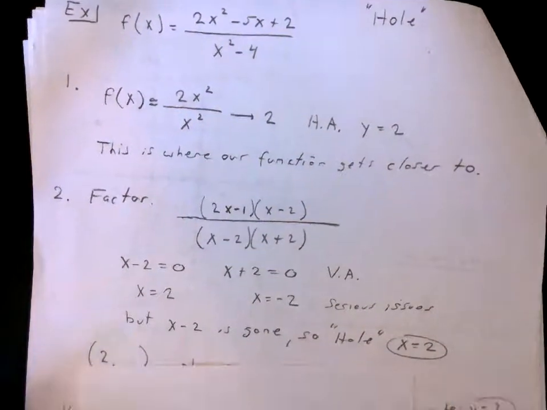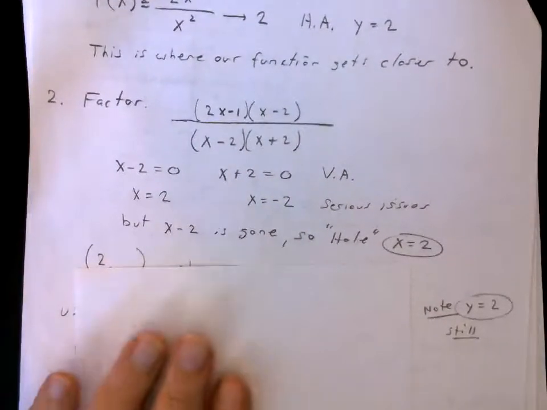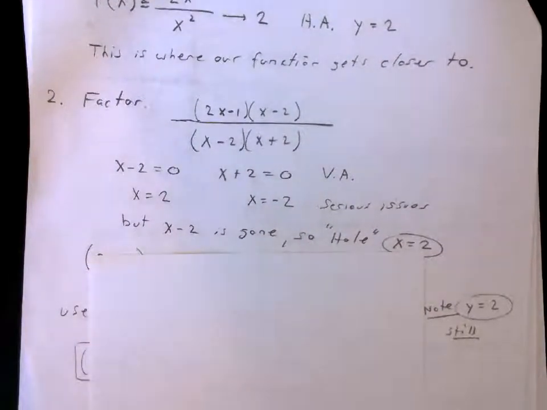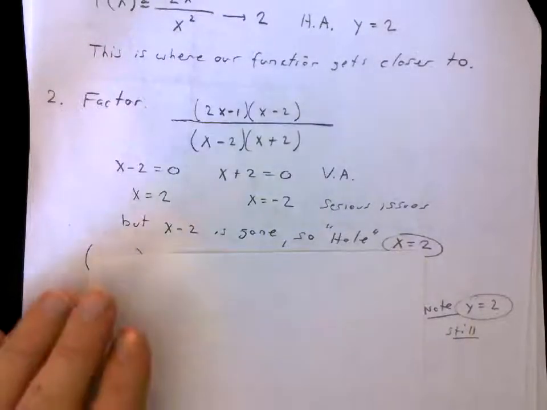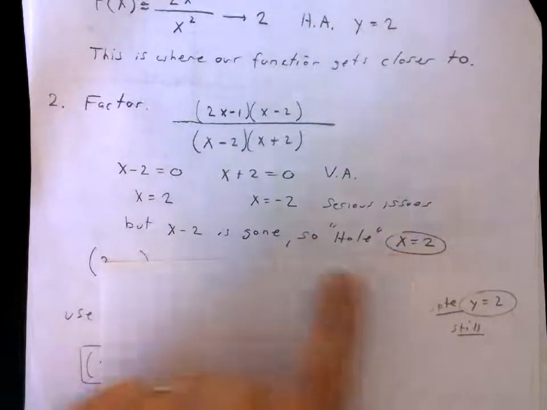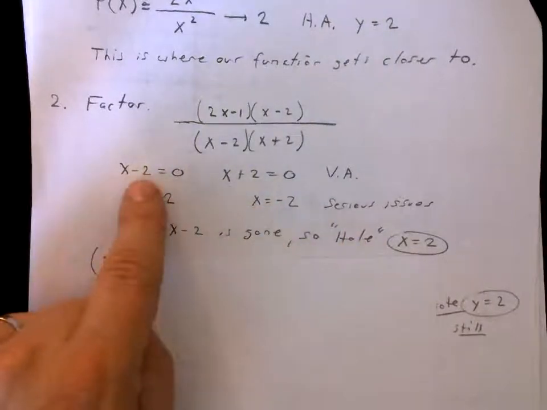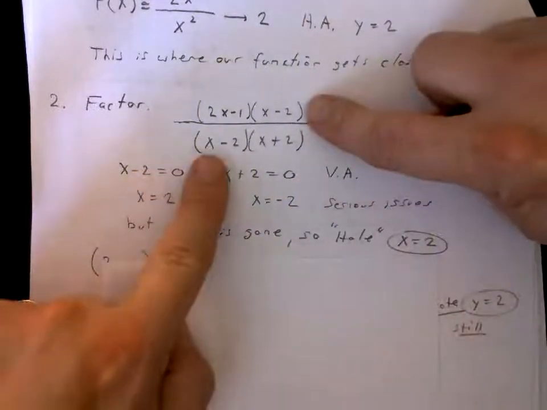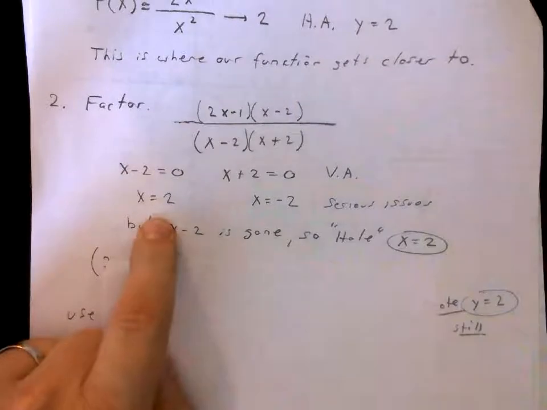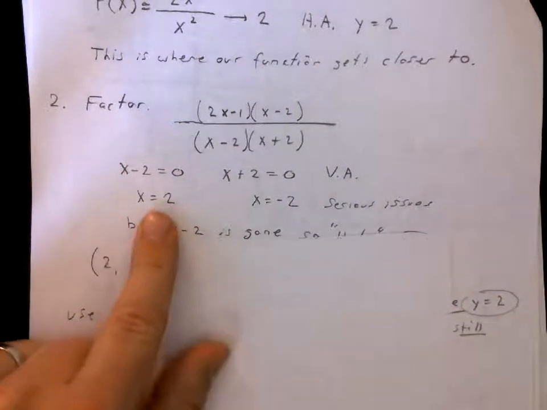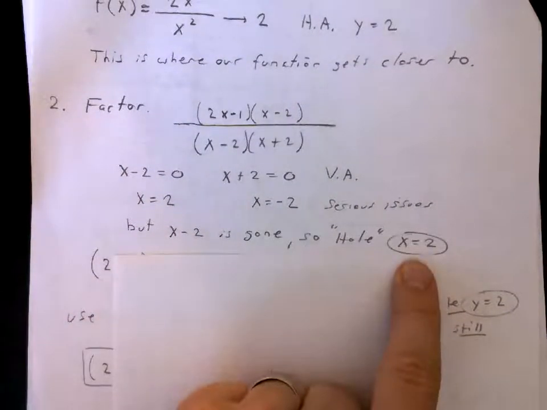Well, in this case, x minus 2 says, okay, I get to go away. I cross it out. So that means I have a serious issue here. I have what we call a hole at 2. And how do I get 2? Remember, you take this x minus 2, which is a factor there, set it equal to 0, and solve for x. That at 2 gives me a hole.